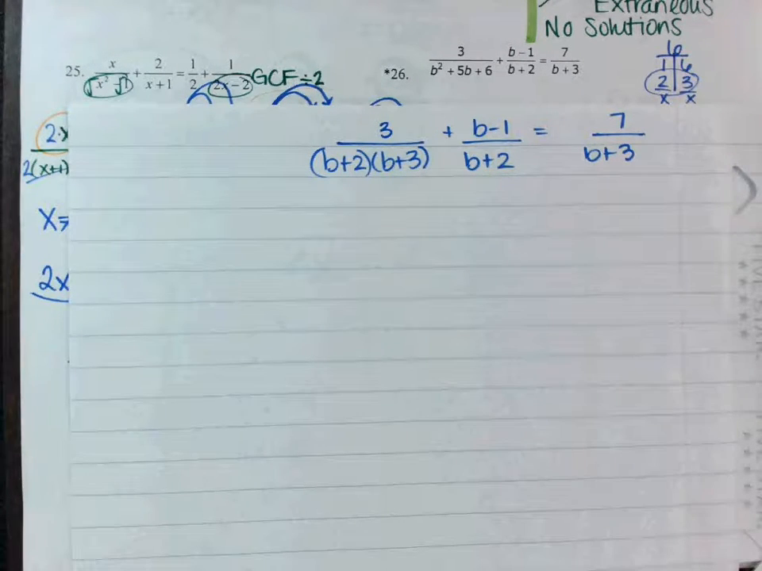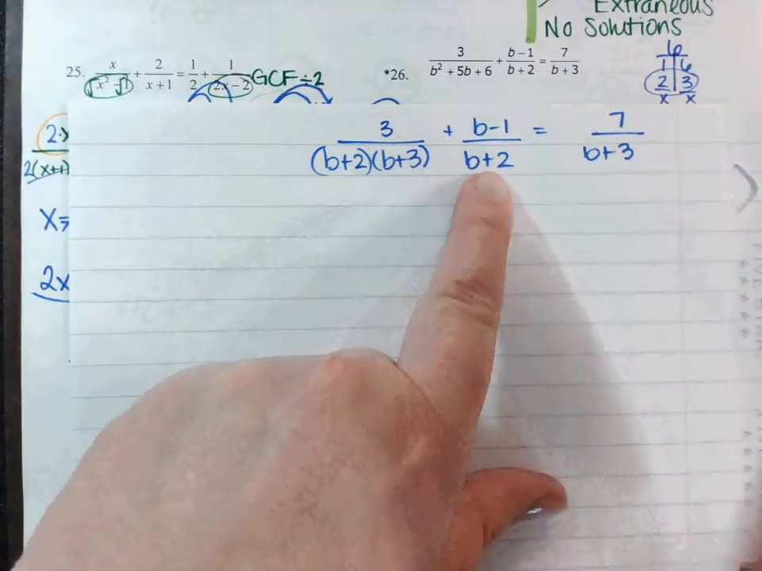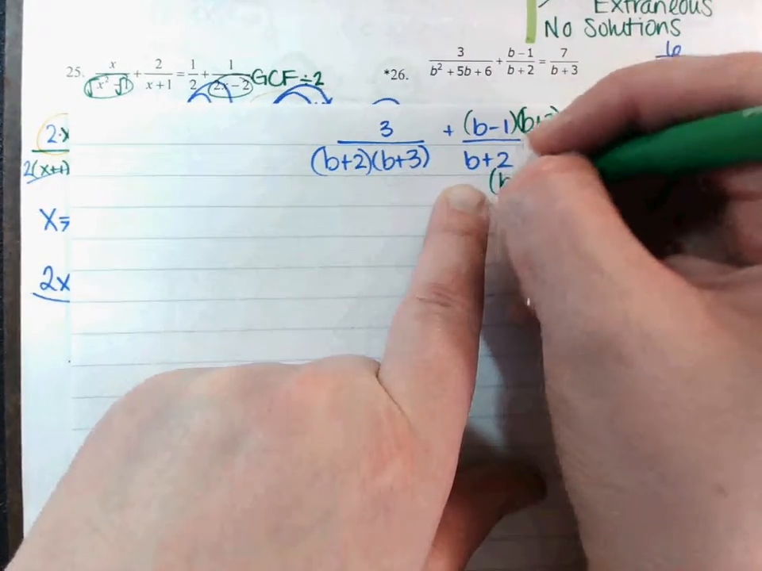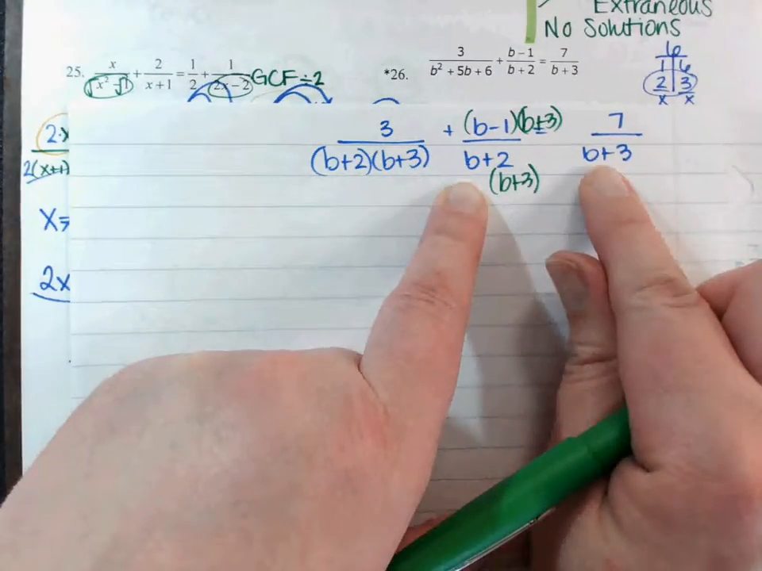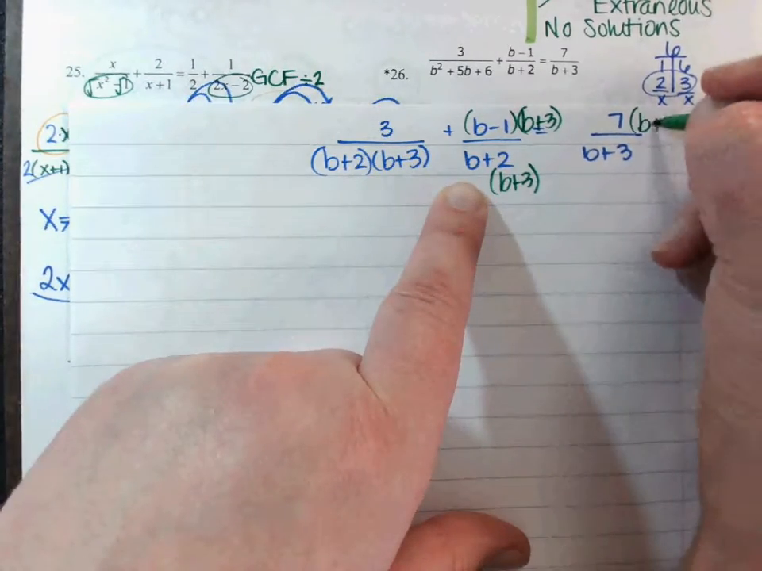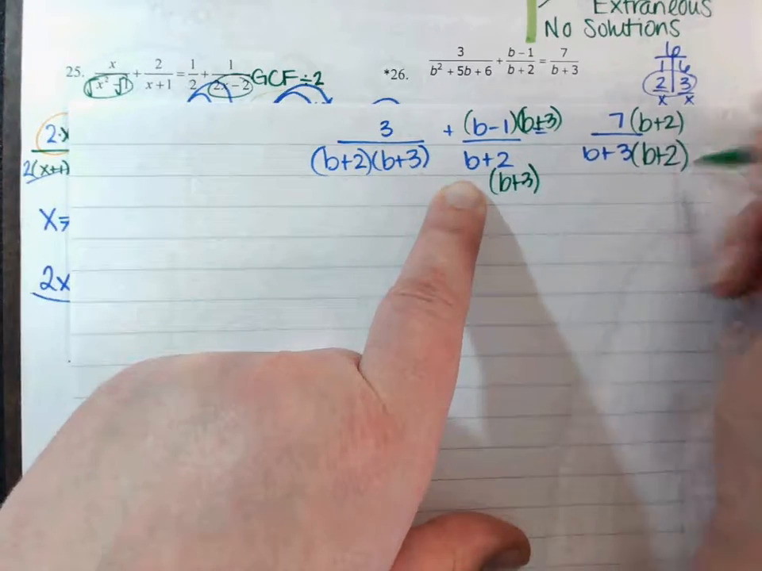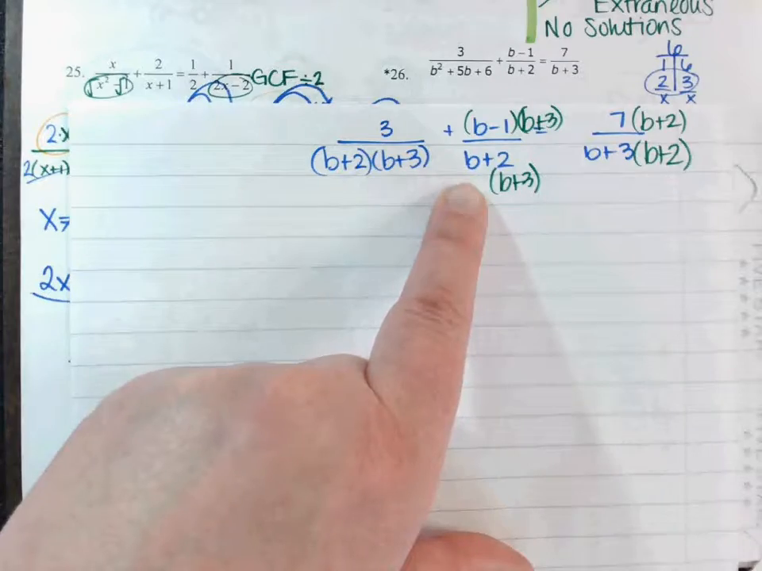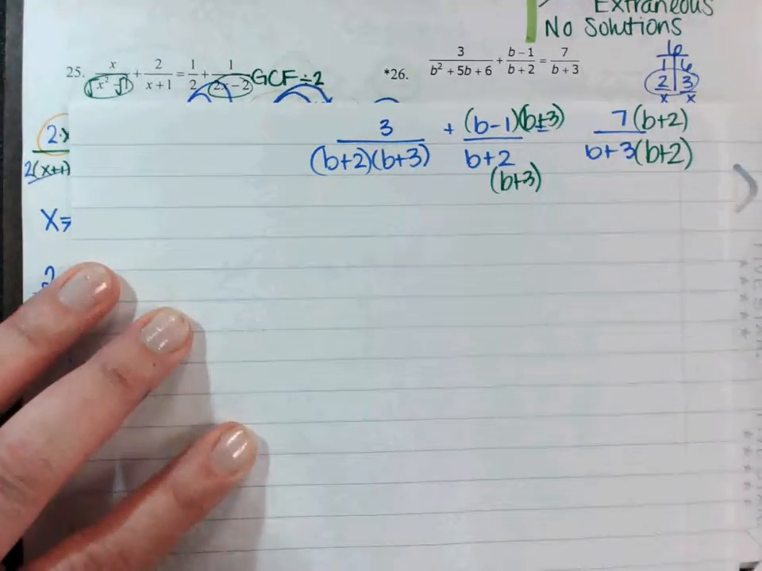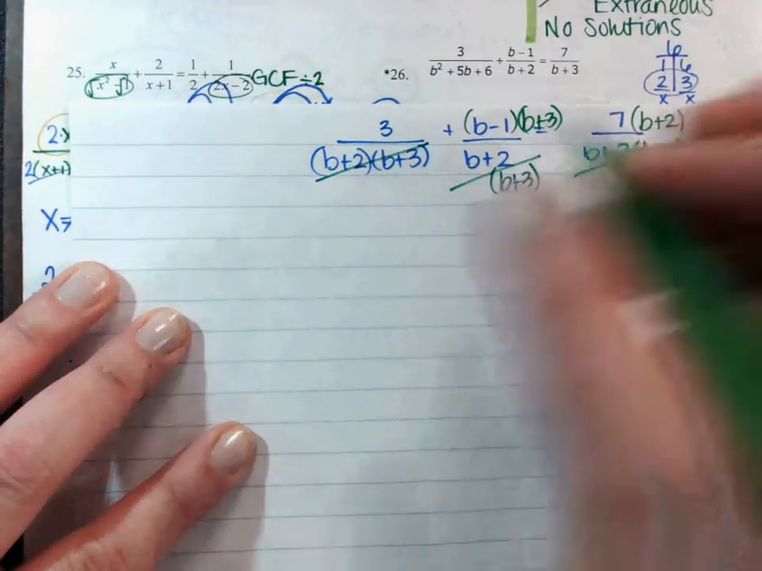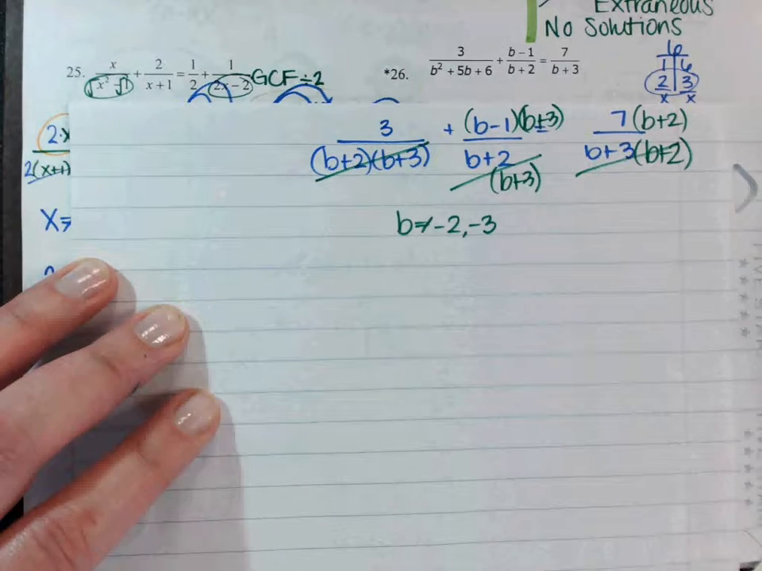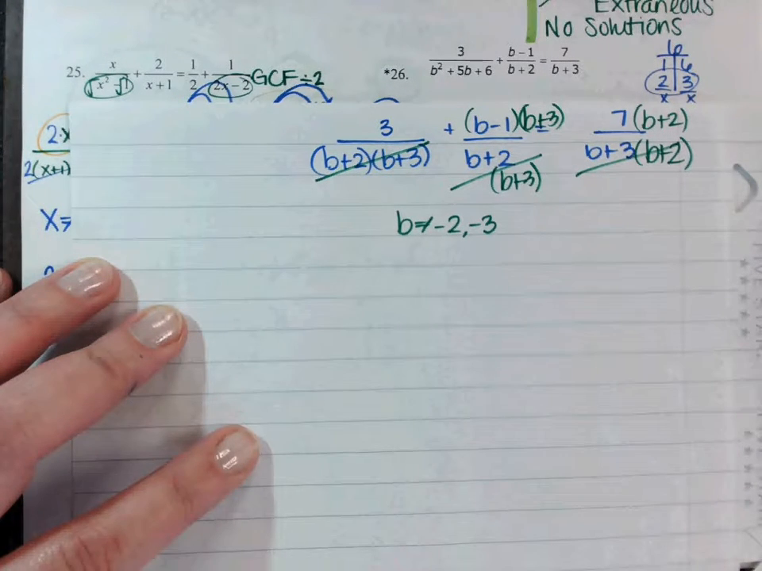Okay, where are we going to have to fix? Okay, b plus 2, what does it need? A b plus 3. Top and bottom. And then on my b plus 3 term, it's going to need a b plus 2. Okay, then when you look across the bottom, as long as they all match, you can cancel them out. But what is b not allowed to be equal to? Whatever I cross out. Can't be a -2 or a -3. Those are both out. So if that is the answer, it will be extraneous.